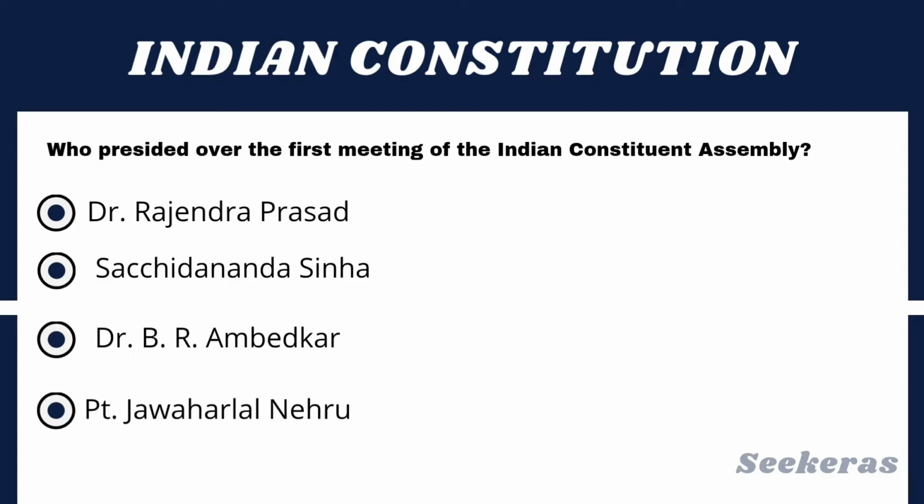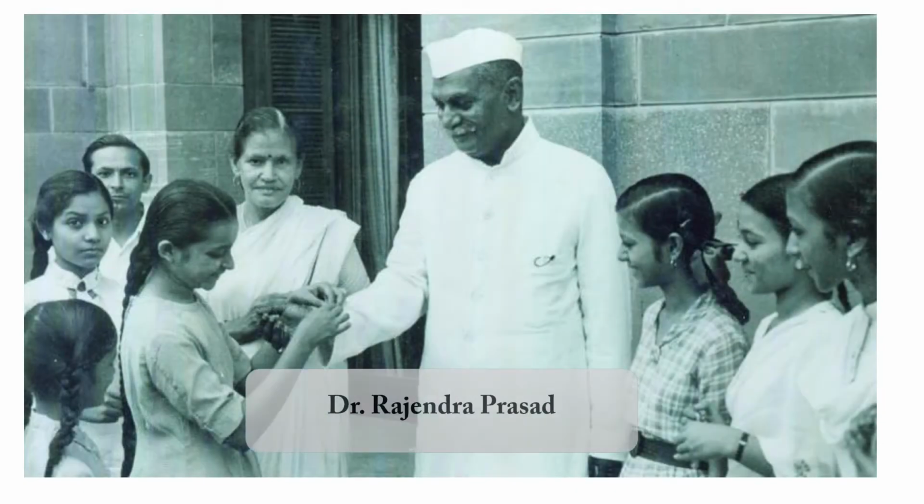The answer is Option B, Dr. Sacchidananda Sinha. Dr. Sacchidananda Sinha was the first president of the Constituent Assembly. Later, Dr. Rajendra Prasad was elected its president.